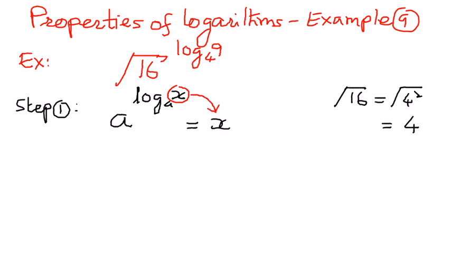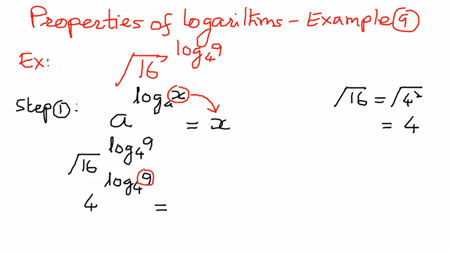So therefore, in this given expression, we can write square root of 16 to the power of log 9 to the base 4. Since square root of 16 is 4, we can write that as 4 to the power of log 9 to the base 4. That is going to be equal to this term here, which is 9, and our answer therefore is 9. 4 to the power of log 9 to the base 4 is equal to 9. That's our answer. Let's look at another example.